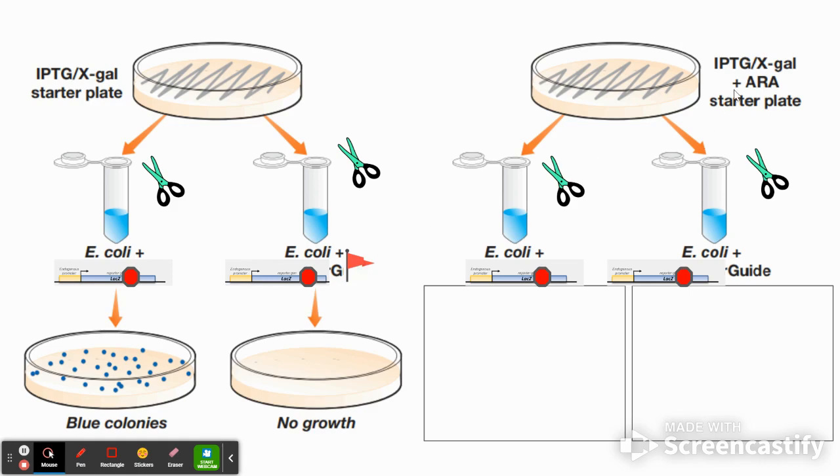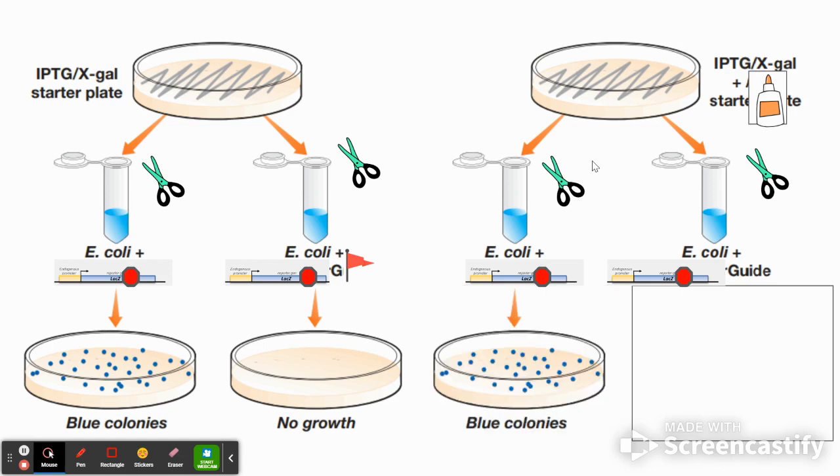Plate C. Notice we have the X-gal sugar, and now we've also added in the glue, so the ARA that will allow us to repair cuts. So we have the X-gal sugar that can turn blue. We have the scissors to cut the DNA. We have the non-functional LAC-Z gene that we would like to insert, but we don't have the guide to tell us where to cut. If you don't cut the DNA, your functional LAC-Z gene will remain, and we expect these to still grow blue.